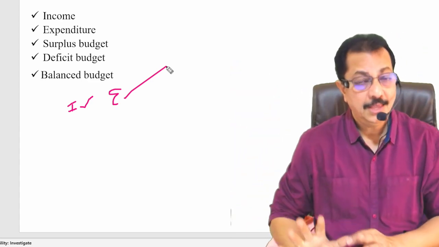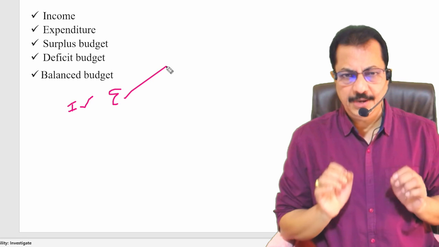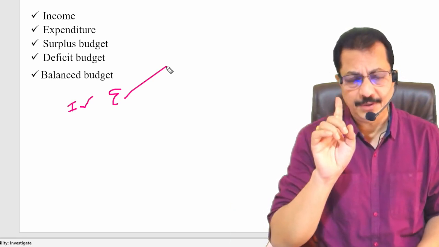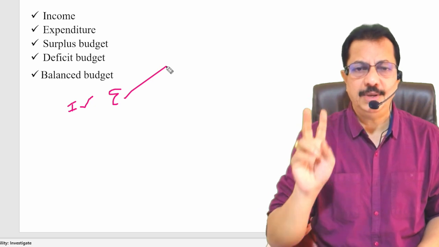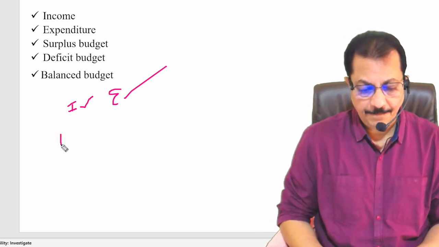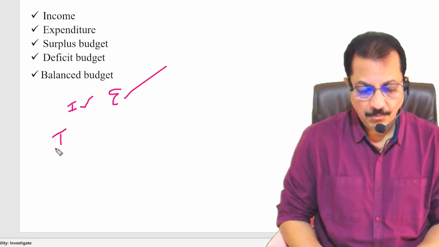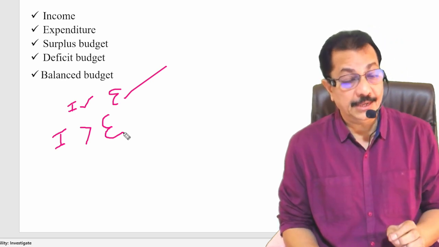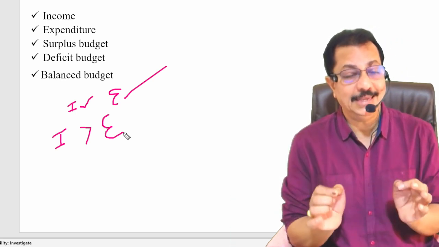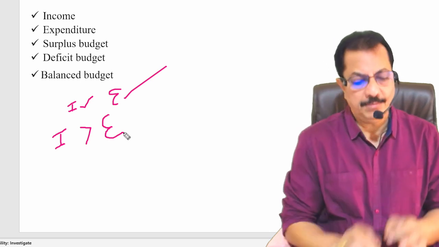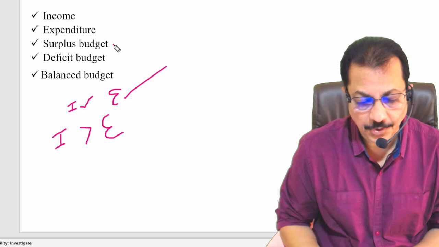Is that okay? In a similar manner, whenever the government is planning for the budget, the government will plan for expenditure as well as income. And if income is more than expenditure, which means your expenditure is less and income is more, the government is saving money. If the government is saving money, that budget is called a surplus budget.